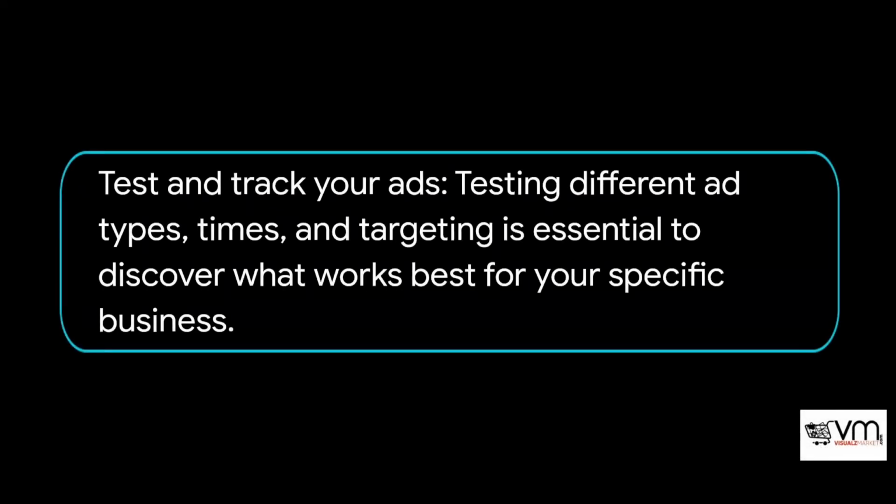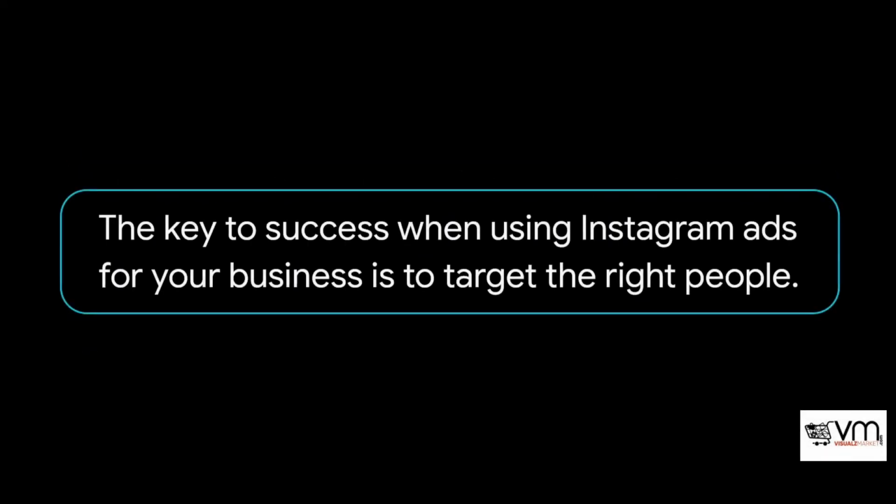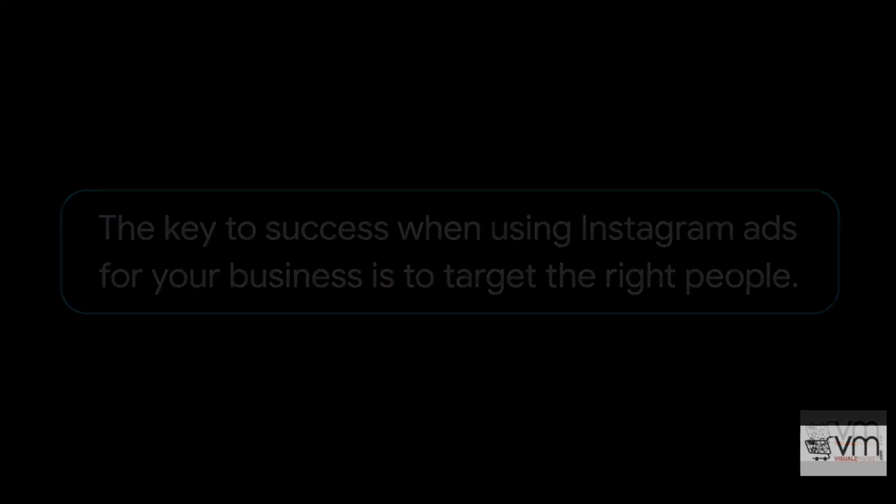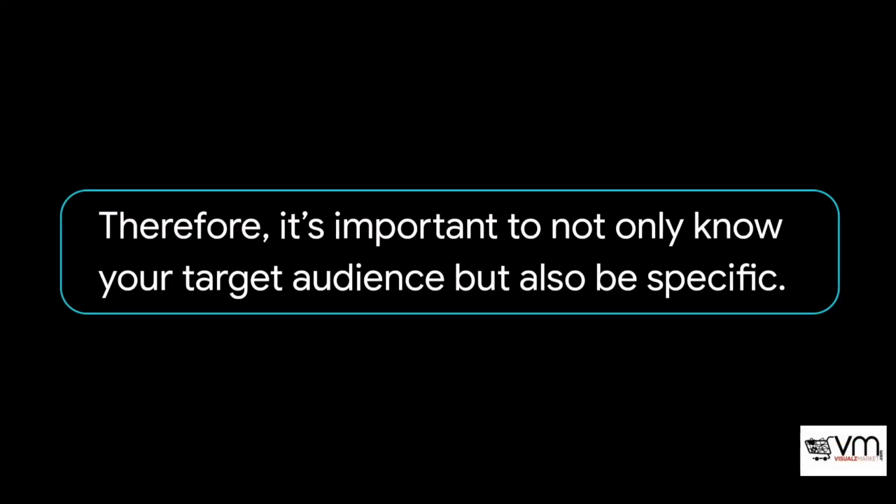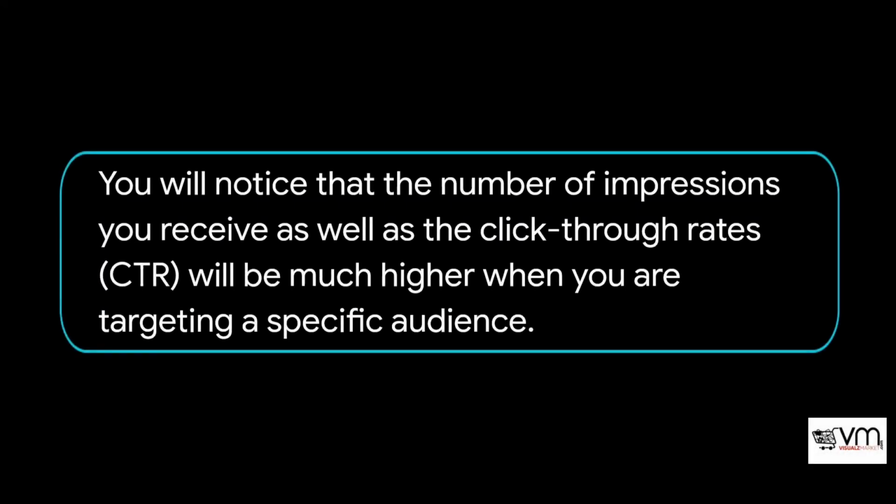Test and track your ads. Testing different ad types, times, and targeting is essential to discover what works best for your specific business. The key to success when using Instagram ads for your business is to target the right people. Therefore, it's important to not only know your target audience but also be specific. You will notice that the number of impressions you receive as well as the click-through rates will be much higher when you are targeting a specific audience.